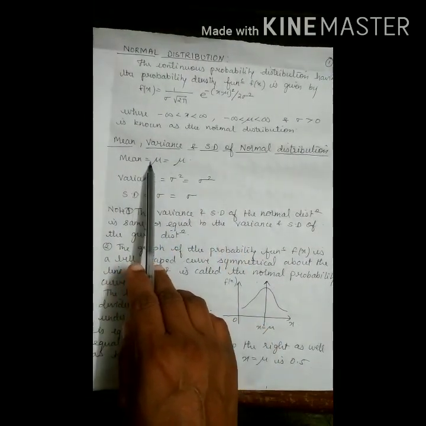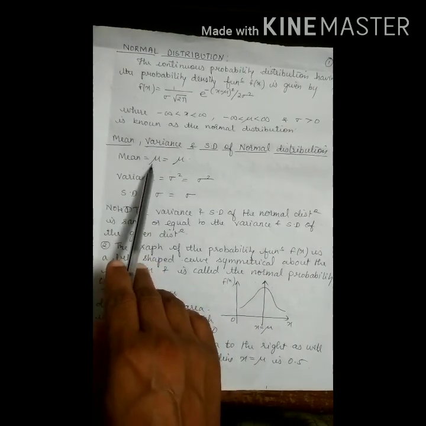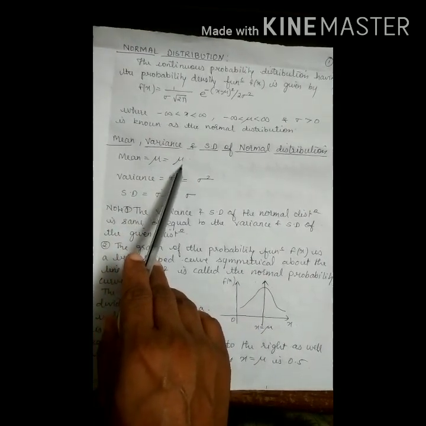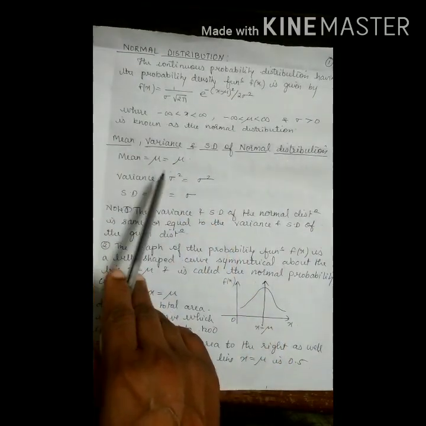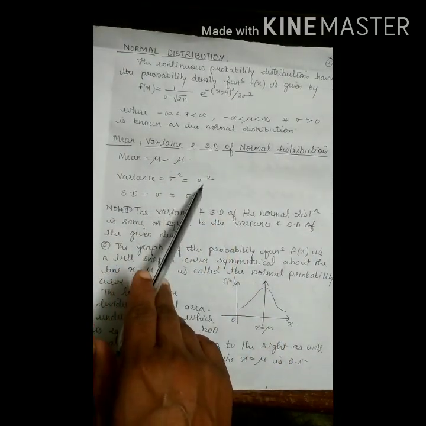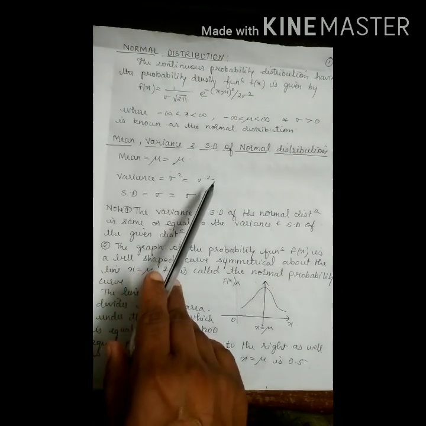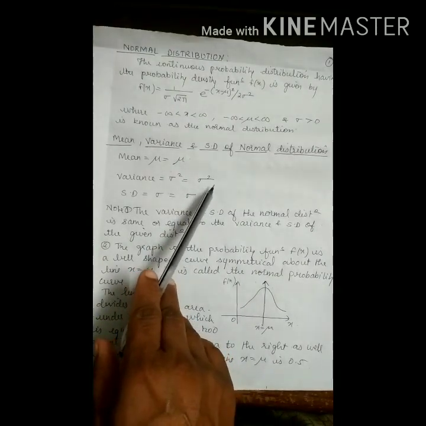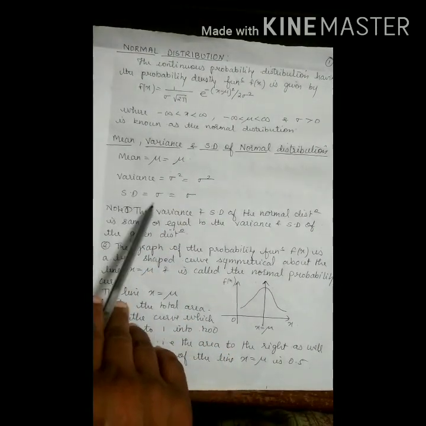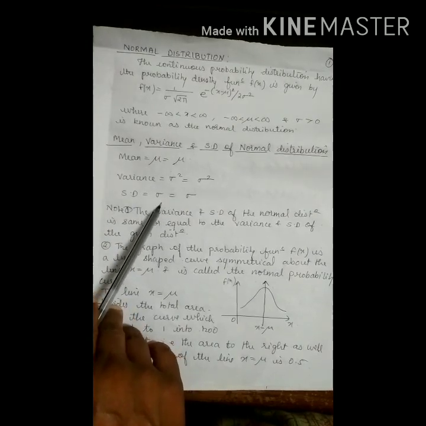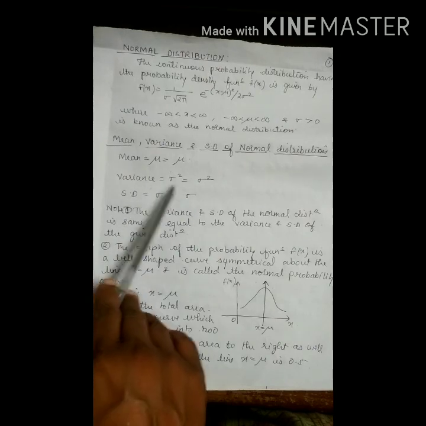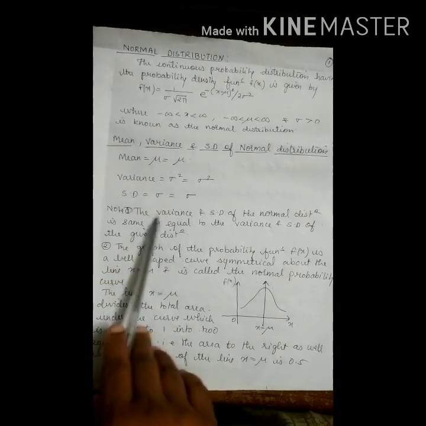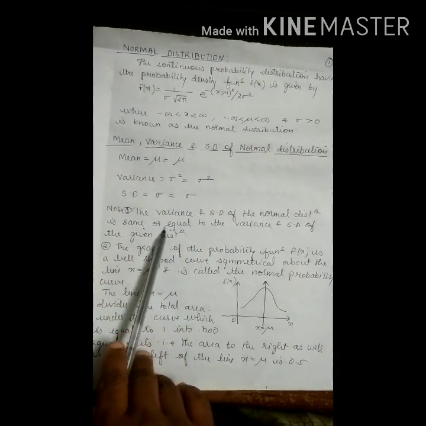In the normal distribution, the mean of the given distribution is the same as the mean of the normal distribution. Then the variance of the given distribution is always equivalent to the variance of the normal distribution. Similarly, the standard deviation of the normal distribution is the same as that of the given distribution. So you have to note this here; I have given the same as what I have dictated now.